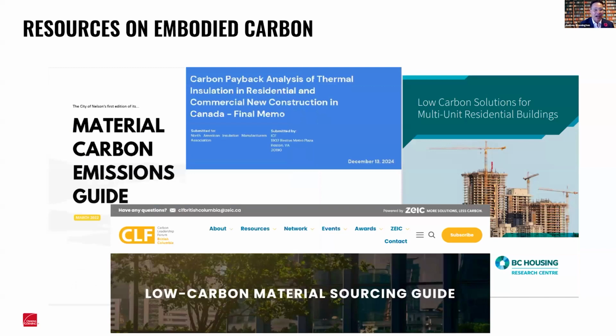So just looking at a couple of guides that we have here. There's a resource guide for embodied carbon. There's the City of Nelson one that I mentioned.